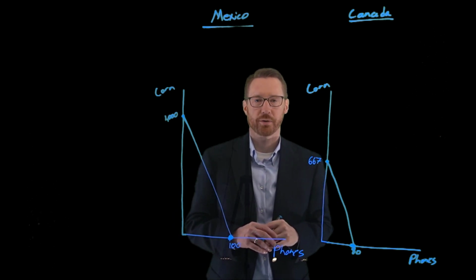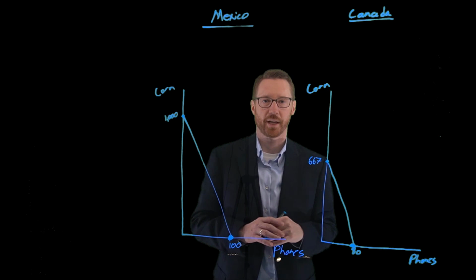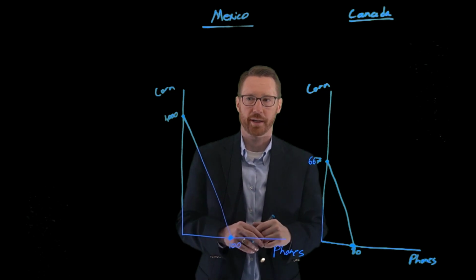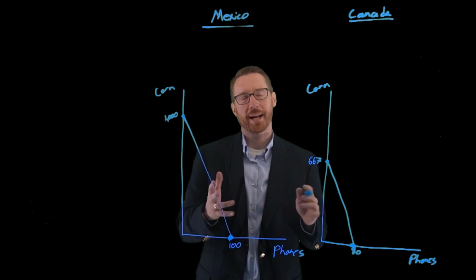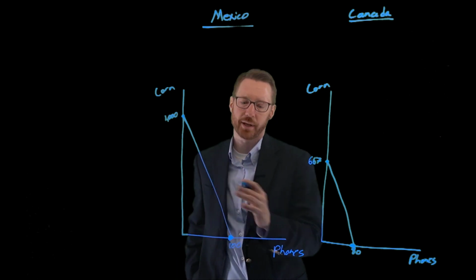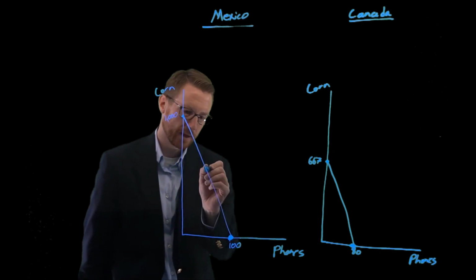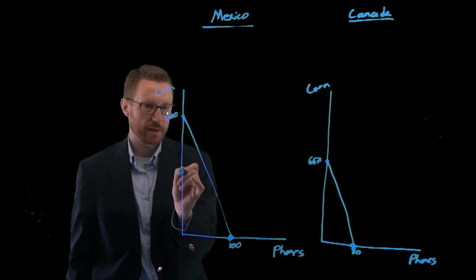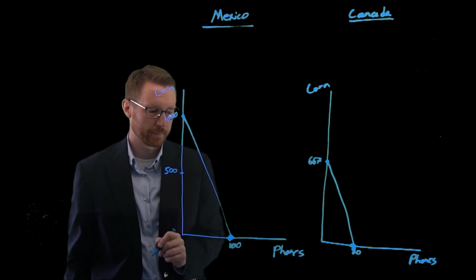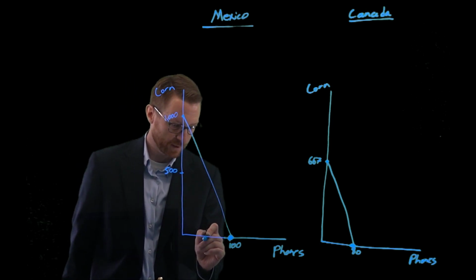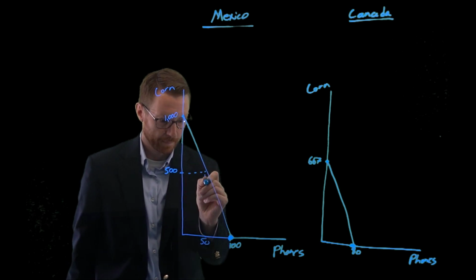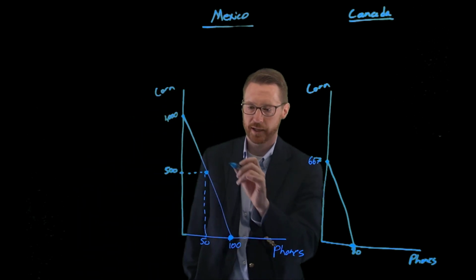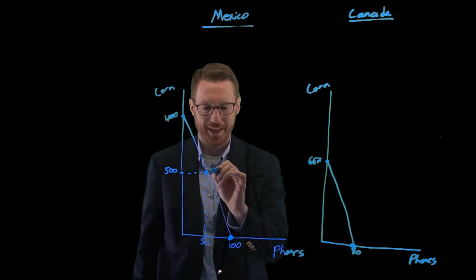So let's start off in a world where each country is functioning in isolation, without trade, what's technically or jargonly called autarky. So in autarky, let's imagine that each country is splitting its time equally between corn and phones. So that means rather than producing 1,000 corn, Mexico is producing 500 corn and 50 phones. So we'll call this point where they start out in isolation, in autarky, point A.